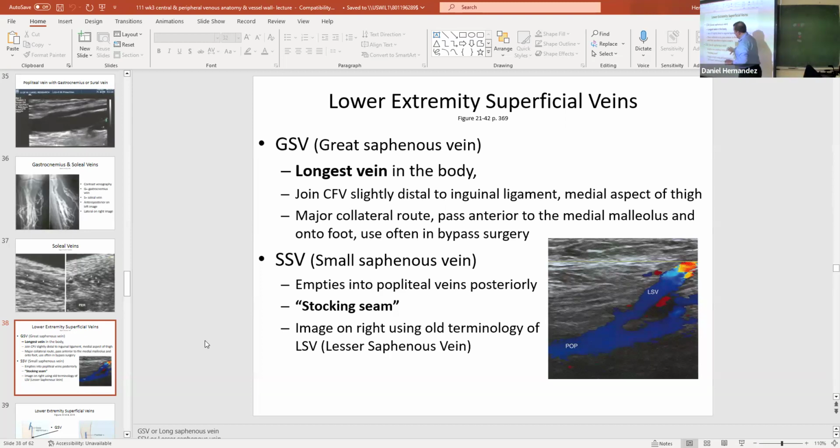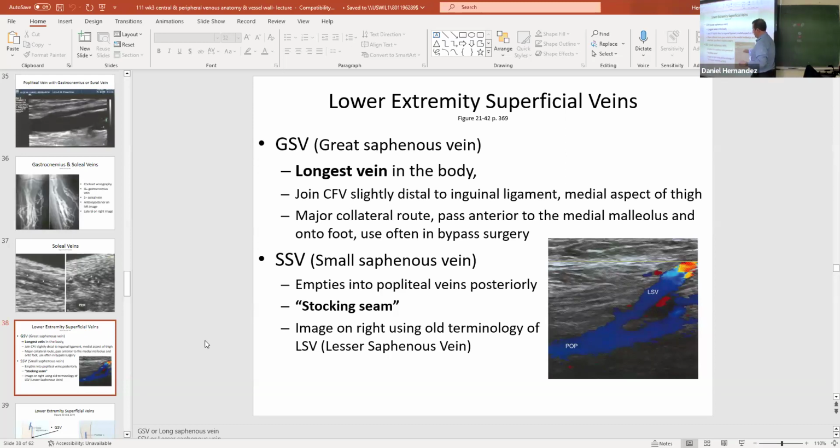The other superficial vein in the leg is the small saphenous vein. This one empties into the popliteal vein. So GSV empties into the common femoral vein. Small saphenous empties into the popliteal vein.